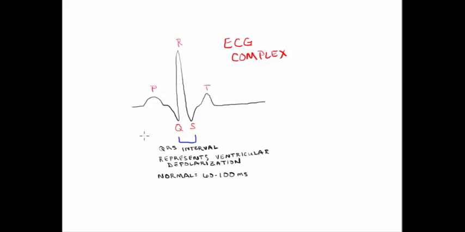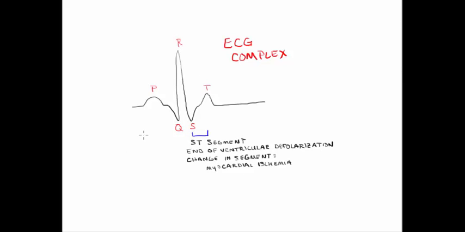The QRS complex represents depolarization of the ventricles. As soon as they depolarize, they contract and inject blood, creating a pulse. So when you say you have a heart rate of 80 beats per minute, that means that you would count 80 R waves, or 80 QRS complexes per minute on your ECG.